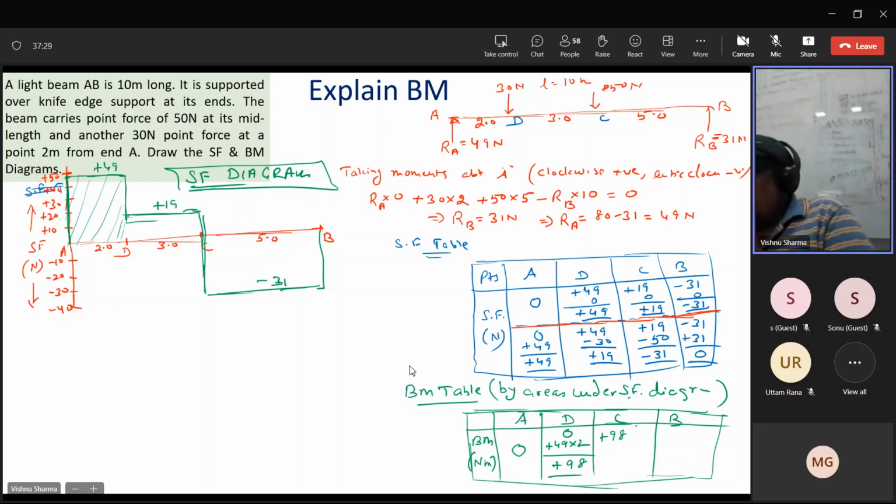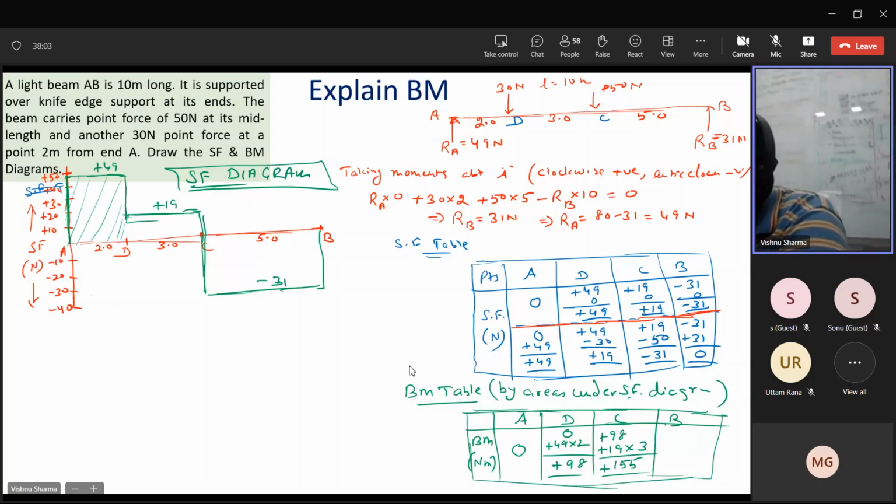Now slide your paper to C. Now pay attention. What is the change from D to C? What to multiply with what with sign? Plus 19 into 3. Plus 19 into 3. Pick up the calculator and give me the resultant. 57, 57, 155? 155. Plus 155, yes or no? That is the BM at C.